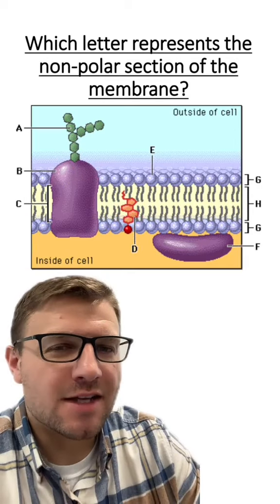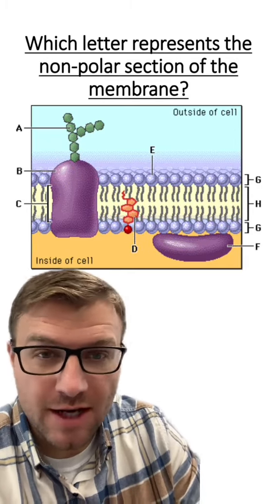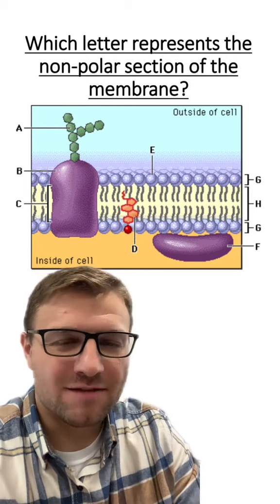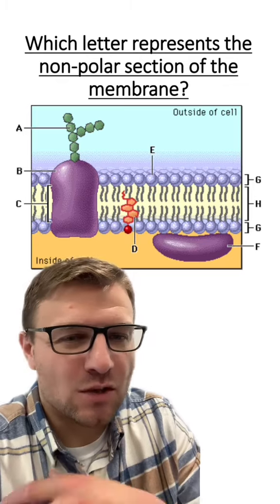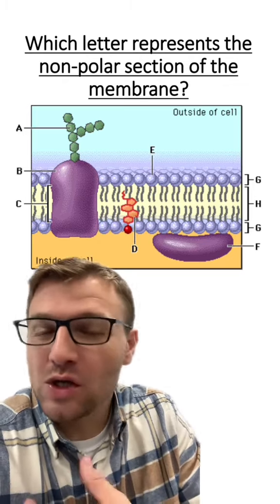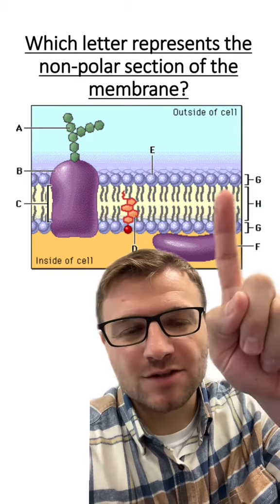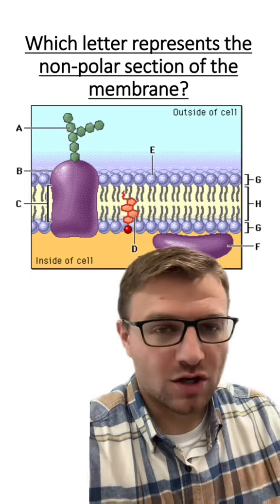Which letter in this diagram represents the non-polar section of the membrane? Each letter in the image above represents a different part of the cell membrane. So the question is asking which part is the hydrophobic or non-polar part. The answer here is H. You can see that it's pointing to the tails of the phospholipid bilayer, which are non-polar.